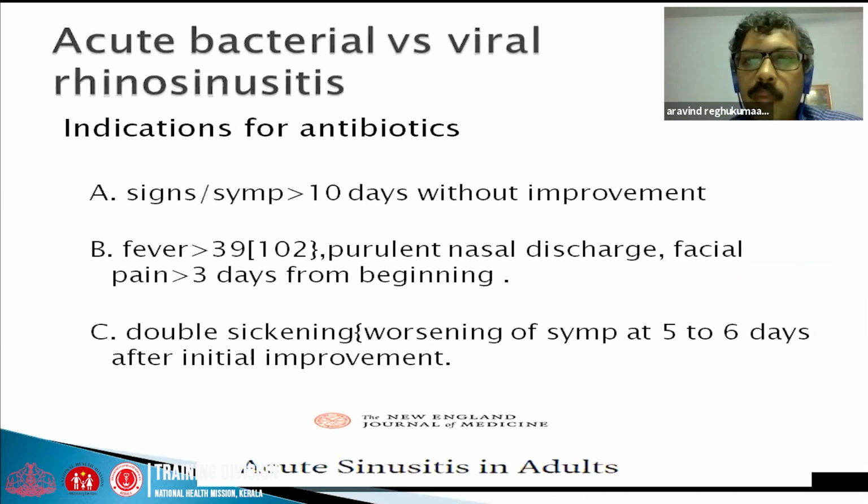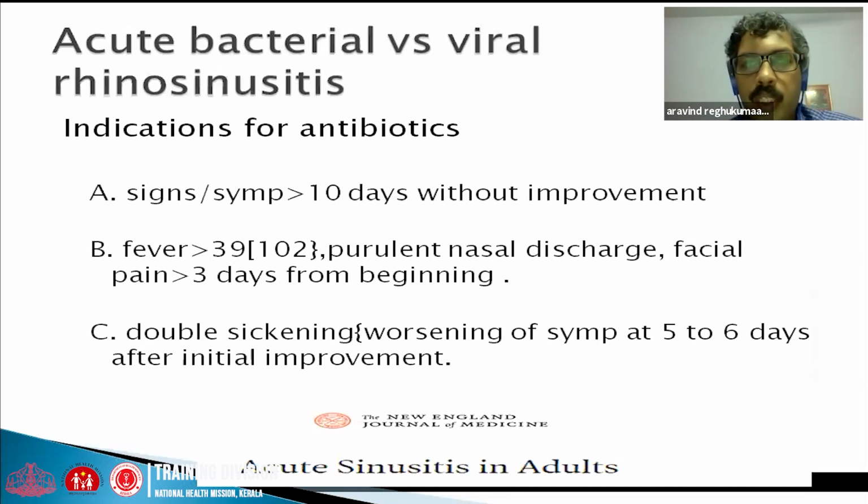The indication for antibiotics in acute sinusitis is the presence of signs and symptoms for more than 10 days without improvement. That is, persistence of symptoms for 10 days without improvement. The second indication is severity, which is assessed by the presence of fever more than 39 degrees, purulent nasal discharge, and facial pain for more than 3 days from the beginning. And the third indication is double sickening. That is, the patient was initially better, and then by around the 5th or 6th day, the patient becomes bad again. And this is due to bacterial superinfection. So these are the 3 indications for giving antibiotics in sinusitis.